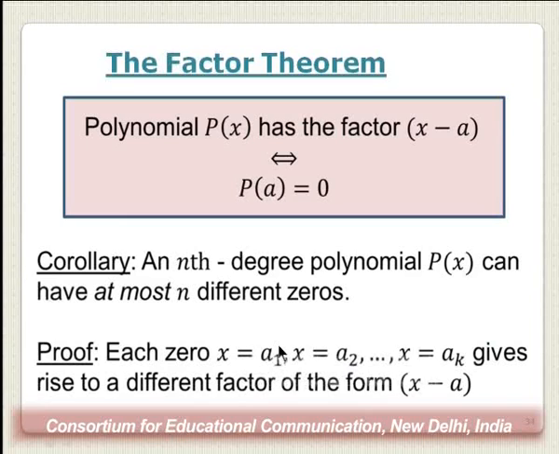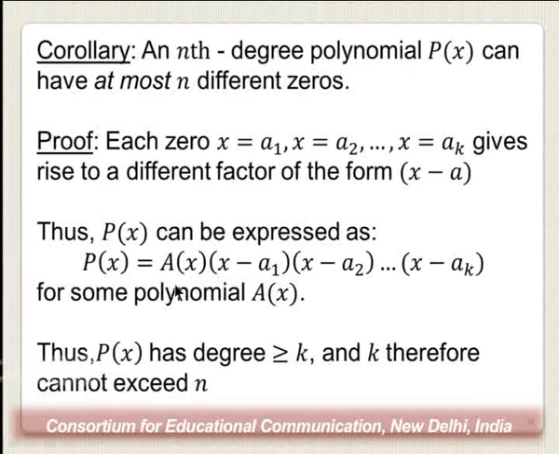Okay, now a corollary of the factor theorem is as follows. A corollary is basically a result that follows from the main result. A corollary here is that an nth degree polynomial p of x, a polynomial of degree n, can have at most n different zeros. To see this, suppose we have zeros at, let's say, a1, a2 and so on till a sub k. Now these zeros will give rise to different factors which would be of the form x minus a, right?